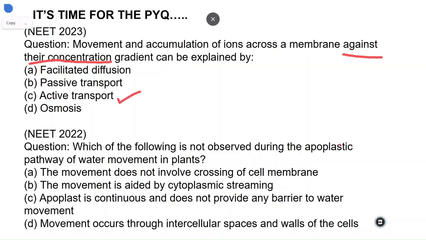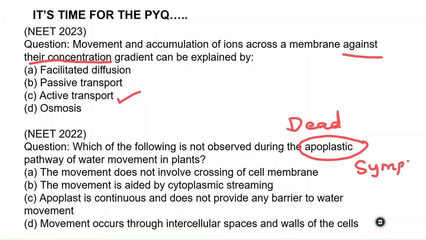Then here there is a new term, which of the following is not observed during the apoplastic pathway of water movement in plants. Apoplastic. Children, apoplastic means something which is dead, right? And opposite of apoplastic is symplast, right? Opposite of apoplastic is symplast.